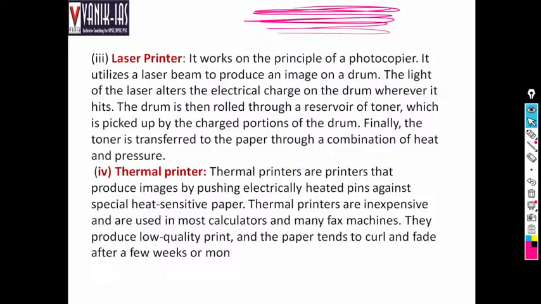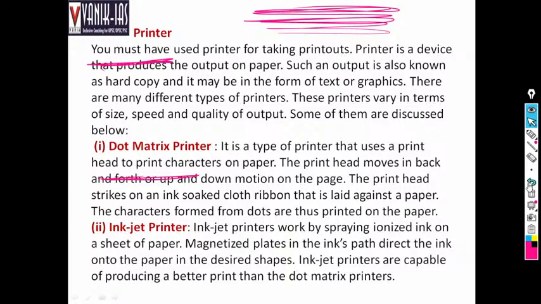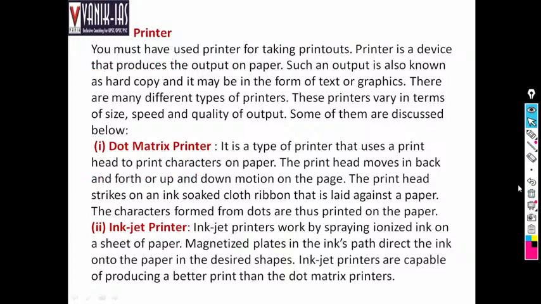These are thermal printers, especially used in fax machines, and the laser printer, which we commonly use. They produce heat and they use laser light, and according to it they produce the printout. And there is the dot matrix printer, which existed earlier, very old. It was the oldest printer, and then the inkjet printer came, which prints by spraying ionized ink. So the printer is an output device which we discussed here.